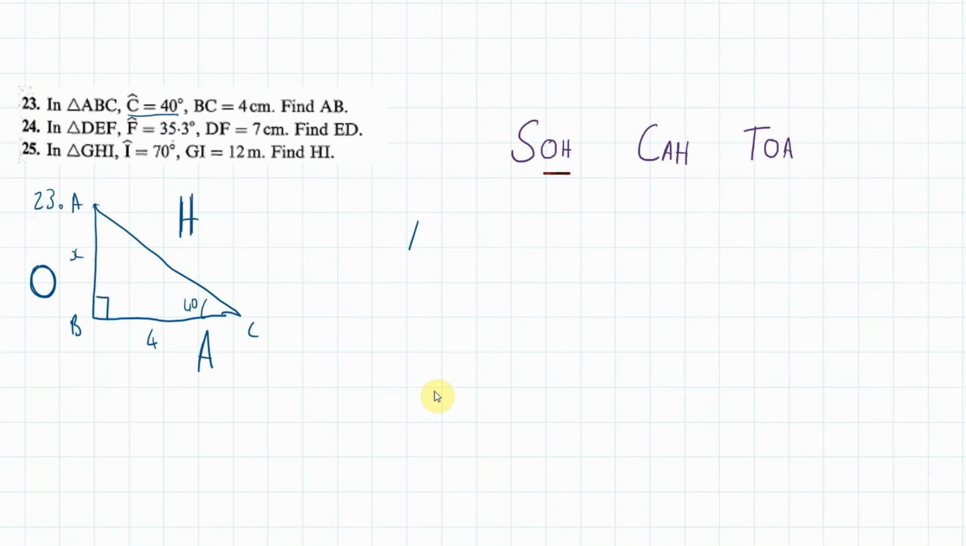So I go tan 40 degrees is equal to my X, my opposite, over my adjacent, which is 4. Then I rearrange so that X is my subject. At least this one is a little bit easier. I just times both sides by 4. And then I can work it out on my calculator. 4 times tan 40 degrees. Then I'm getting on my calculator 3.36.